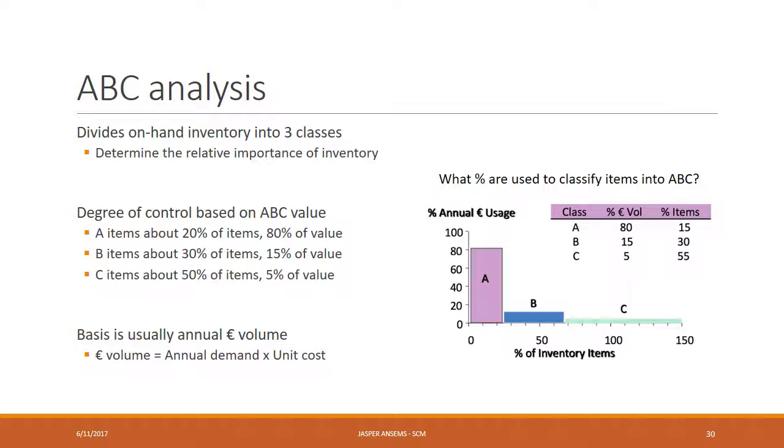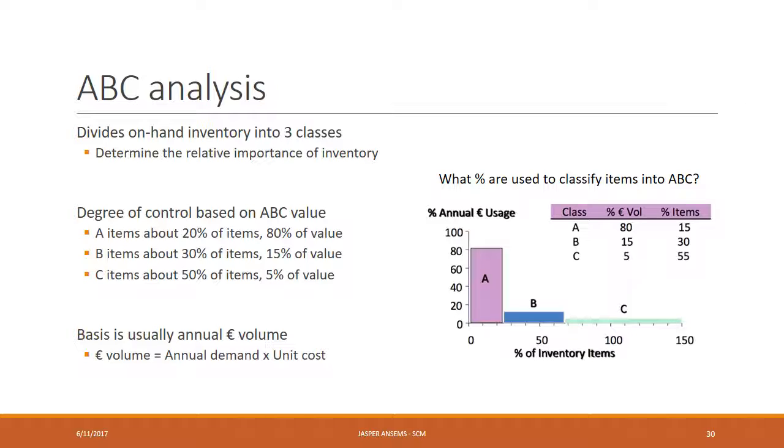So in the inventory you have the possibility to make an ABC analysis, and this divides on-hand inventory into 3 classes to determine the relative importance of inventory. So the degree of control based on the ABC value is that the A items are about 20% of the items and 80% of value. B items are about 30% of the items but only 50% of the value, and C items are about 50% of all items but only 5% of value.